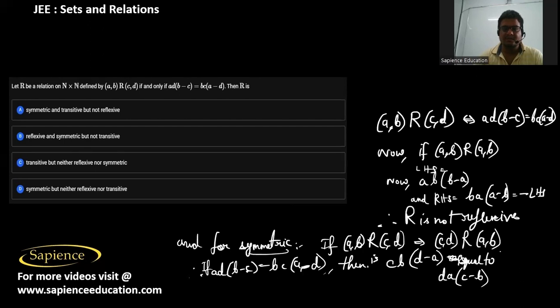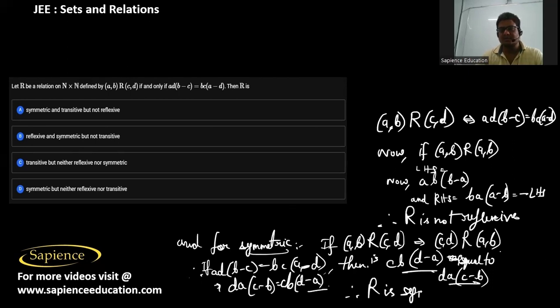So here AD into B minus C is equal to BC into A minus D. If we multiply with -1 on both sides, then we will get DA into C minus B, that will be equal to CB into D minus A. So obviously they will be same. Therefore the relation R is symmetric relation. It is symmetric.